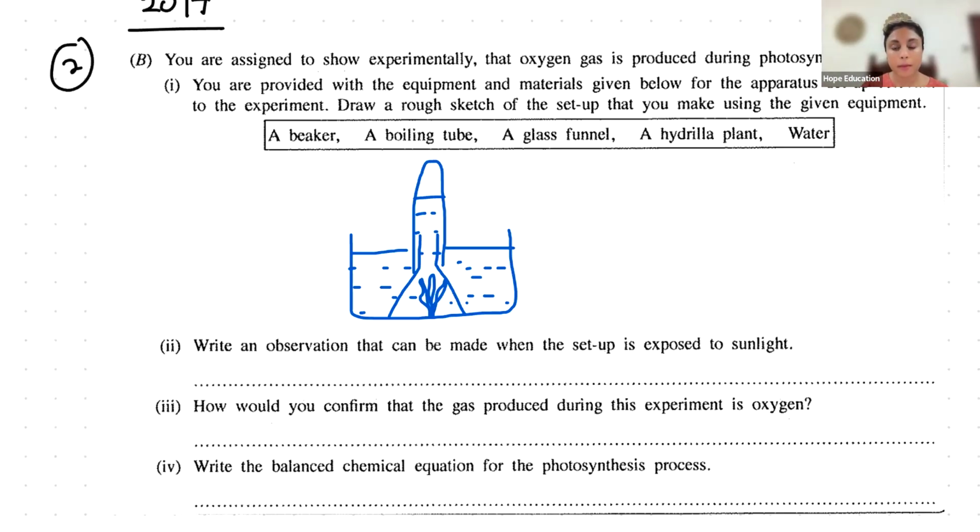So this is the beaker. I'm going to label everything. I don't remember the marking scheme checking it, but still we'll just learn the proper way. This is water. This is boiling tube. Let's label everything that they have given. Glass funnel.